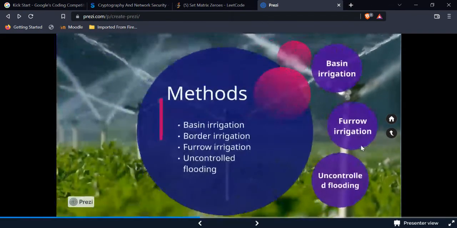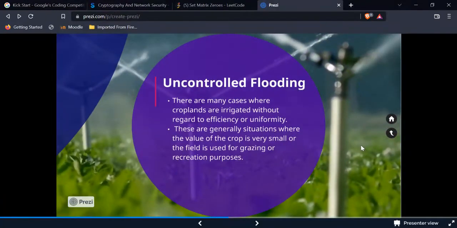And the next type of irrigation is uncontrolled flooding. There are many cases where crop plants are irrigated without regard to efficiency or uniformity. These are generally situations where the value of the crop is very small or the field is used for grazing or recreation purposes. Small land holdings are generally not subject to the array of surface irrigation practices of the large commercial farming systems.